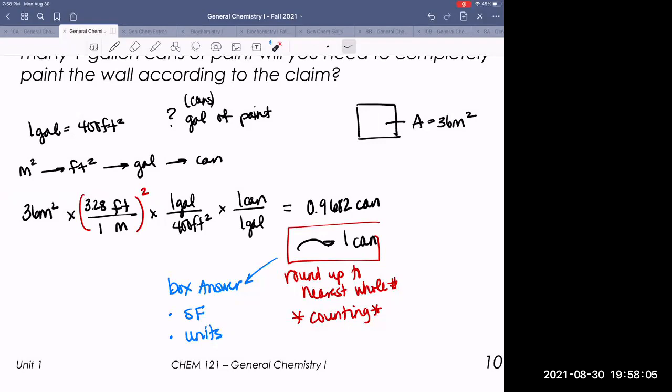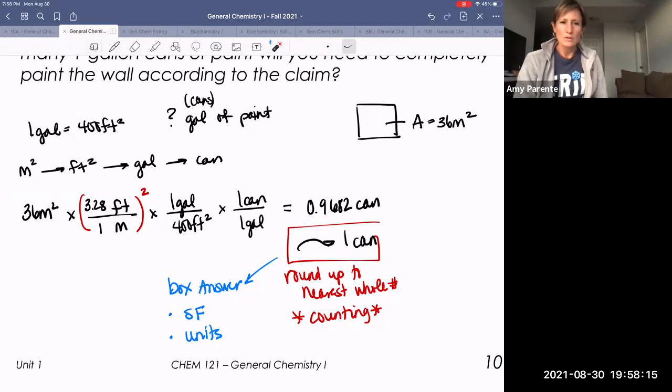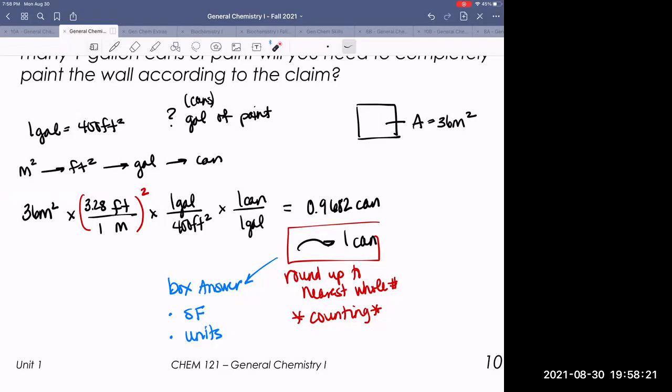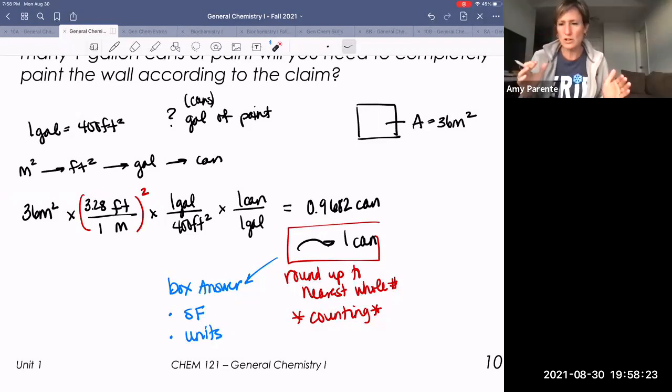So I knew where I had to go with the problem, but I got stuck at knowing the 3.28 feet over 1 meter, trying to figure that out. And that's something I would not expect you to know. You're always going to have access either to that table of English metric conversions, or I will provide the English to metric conversions that you need as part of the question prompt. So that's one piece that would be given to you.